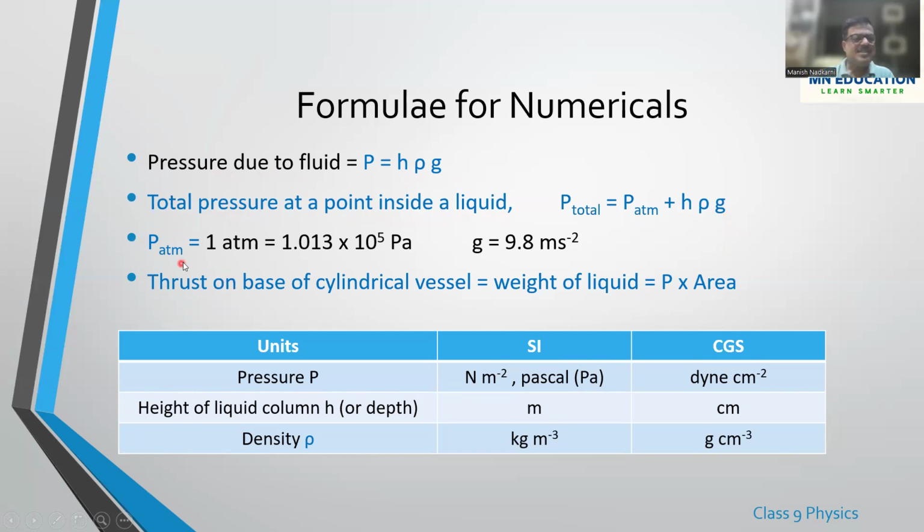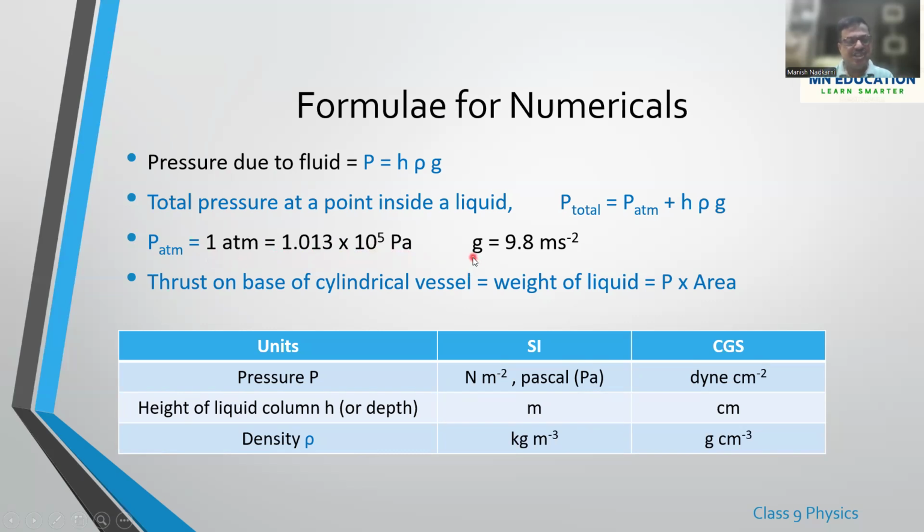Now, how much is the atmospheric pressure at normal sea level? Remember, atmospheric pressure decreases as you gain altitude. As you go to a hill station, atmospheric pressure would be lesser. But normally at sea level, the atmospheric pressure is taken as 1.013 × 10^5 pascals. I would advise students to remember this value. This pressure, 1.013 × 10^5 pascals, is also called 1 atmosphere.